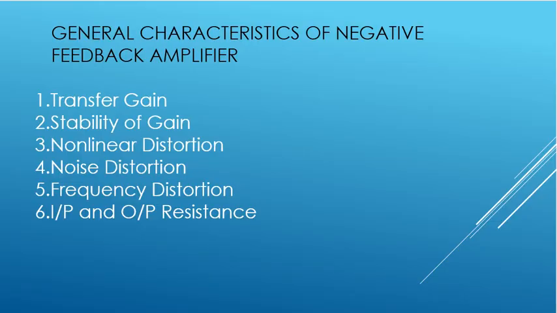Now we'll go to the general characteristics of a negative feedback amplifier. These are the characteristics of a negative feedback amplifier: transfer gain, stability of the gain, nonlinear distortion, noise, frequency distortion, and input and output resistances. First we'll discuss the transfer gain.